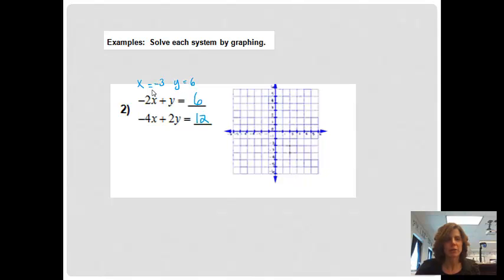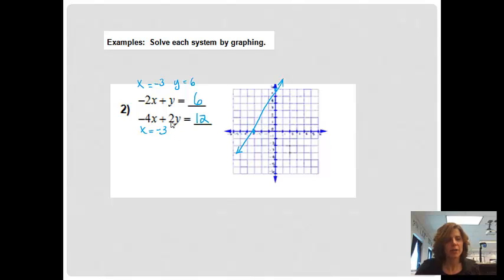So I know that y equals 6. And now if you recall, to graph that, we'll just go over to x equals negative 3 and put a point. We'll go up to y equals 6 and put a point, and then we will connect them. All right, and then for the second one, same thing, if I have the y covered up, I have negative 4x equals 12. I'd divide both sides by negative 4, and I'd get x equals negative 3.